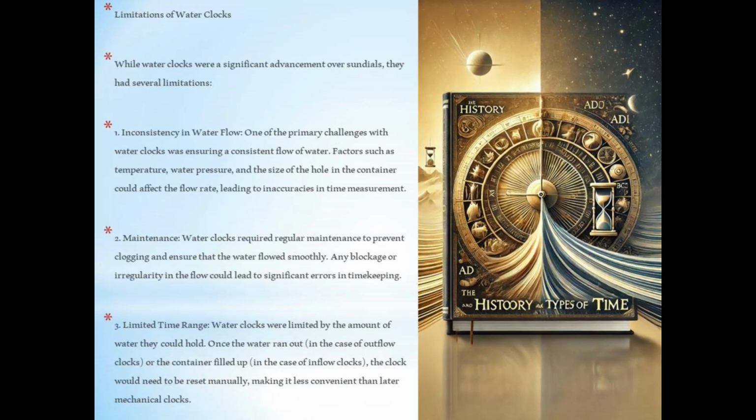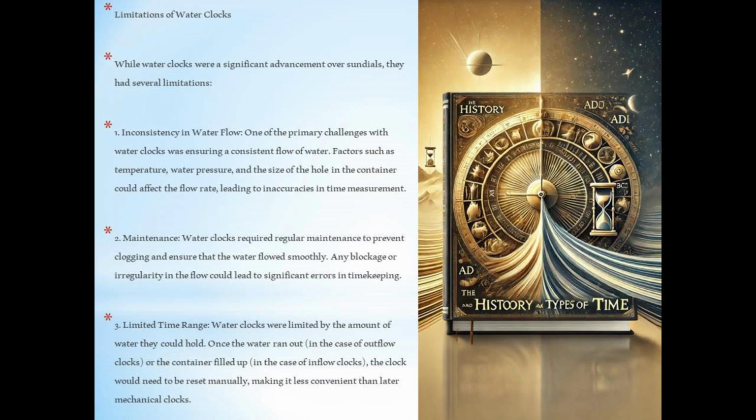Limitations of water clocks. While water clocks were a significant advancement over sundials, they had several limitations: inconsistency in water flow, maintenance, limited time range, vulnerability to environmental factors. Number 1. Inconsistency in water flow. One of the primary challenges with water clocks was ensuring a consistent flow of water. Factors such as temperature, water pressure, and the size of the hole in the container could affect the flow rate, leading to inaccuracies in time measurement.